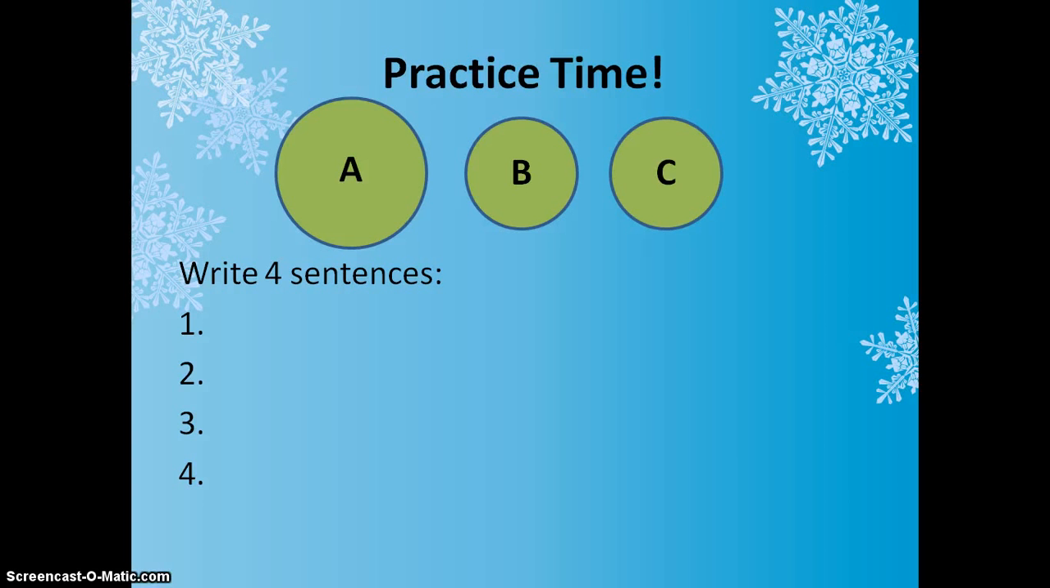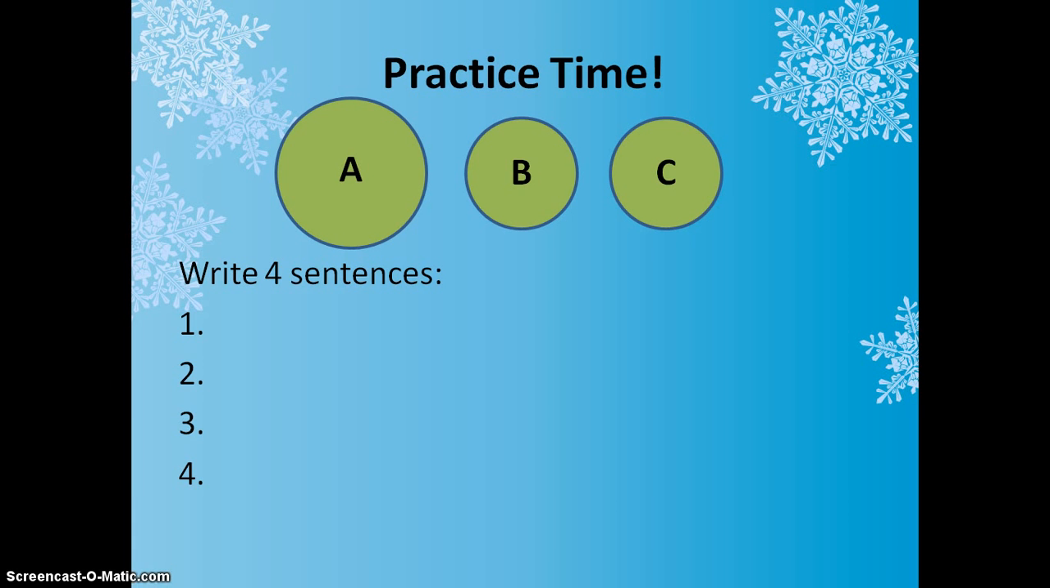Here I have 3 circles. I want you to pause the video and write 4 sentences about circle A, circle B, and circle C using the positive comparison, as, adjective, as, and the negative comparison, not as, adjective, as. Go ahead, pause the video and write 4 sentences now.